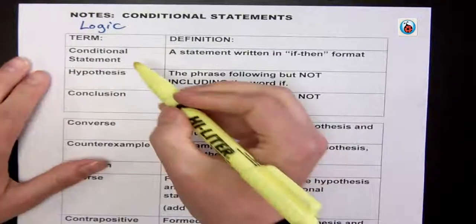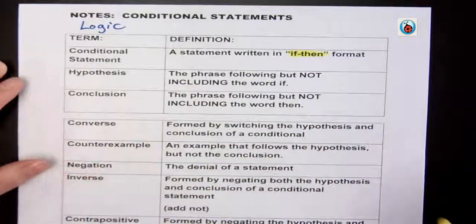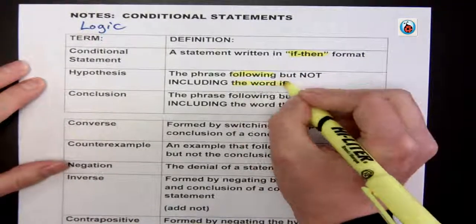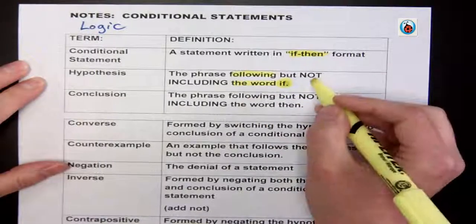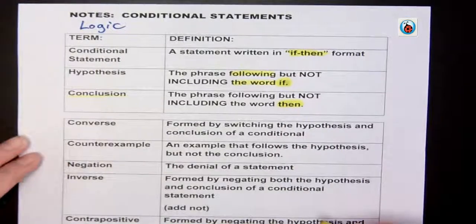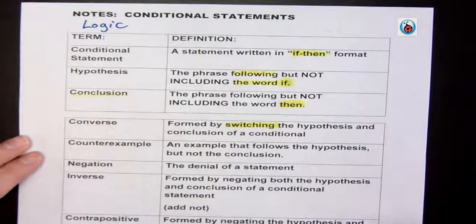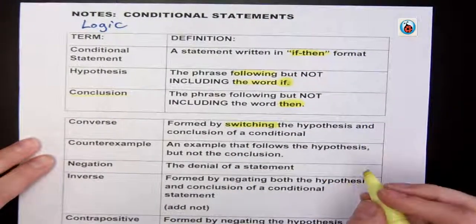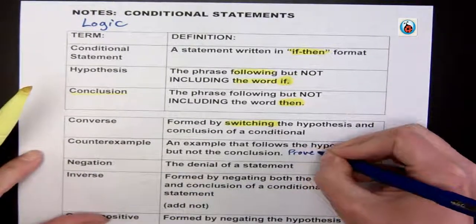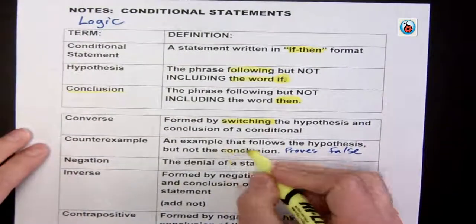And so just some basic stuff. Conditional statement is something written in if-then format. We'll look at examples of these on the next page. Hypothesis is following the word if, but not including it. Conclusion is following the word then, so the second part of the statement. Converse, we switch hypothesis and conclusion. Counterexample proves it wrong. So it's going to prove the conclusion wrong.